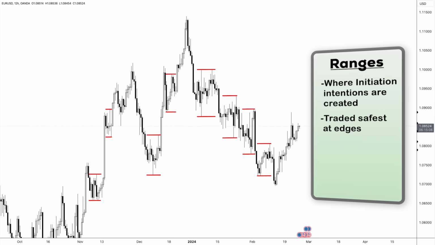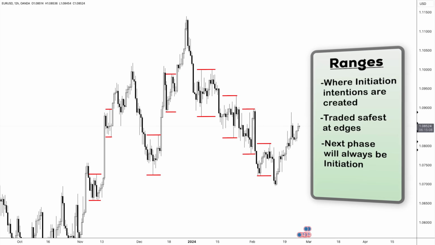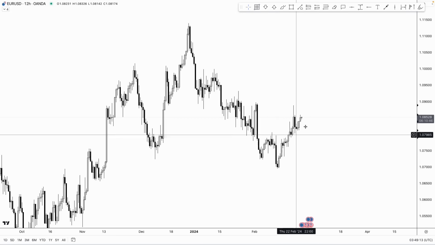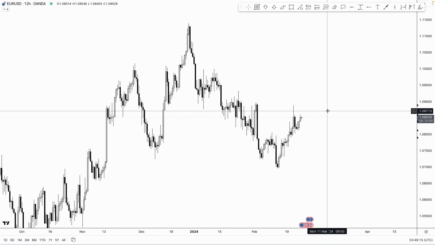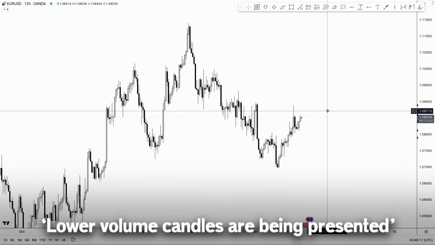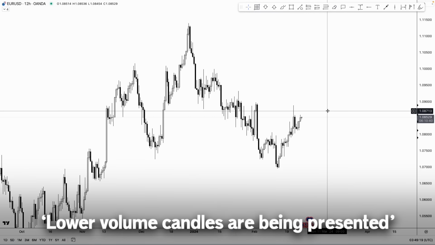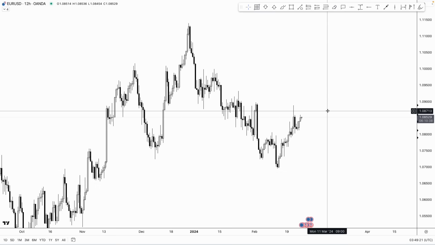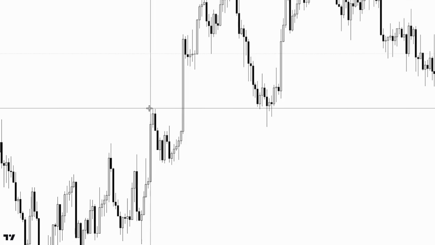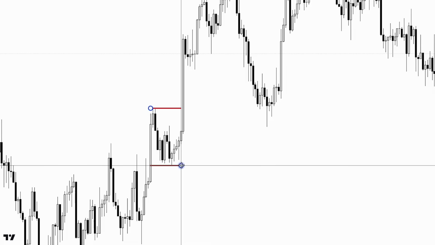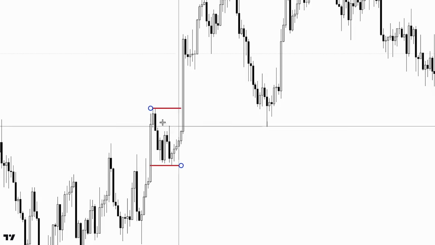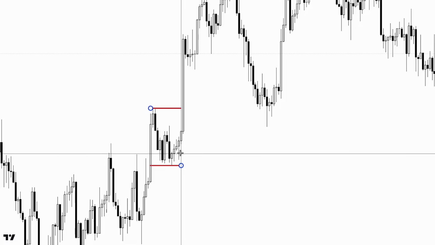After every sideways range, the next phase of price is always the initiation. So how do we identify a sideways range? We're looking for those slow sideways movements where, quote unquote, lower volume candles are being presented. These are not going to be those low volume candles, but that's exactly what they look like. It's price contained between a high and a low point. And if you can't read the sideways range yet, that's absolutely fine.